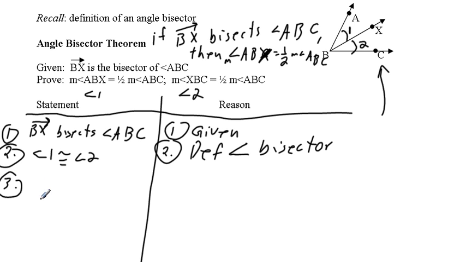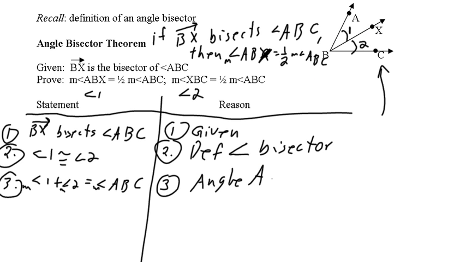For step 3, I'm going to use my angle addition postulate. Remember in the last proof we used segment addition. I'm going to use angle addition here and say angle 1 plus angle 2 equals angle ABC. Technically I should say the measure of angle and the measure of angle, so I should have these little m's here. The reason I'm allowed to say this is because an angle plus another angle, when they're two adjacent angles like this, equals the larger one. That's our angle addition postulate.